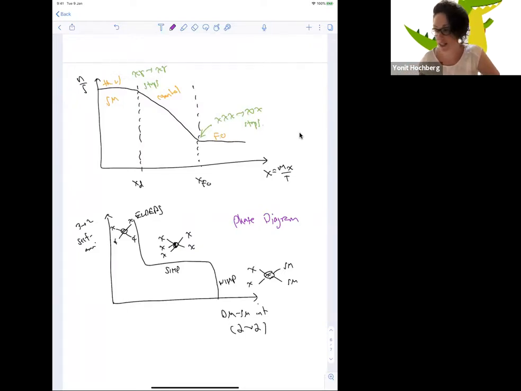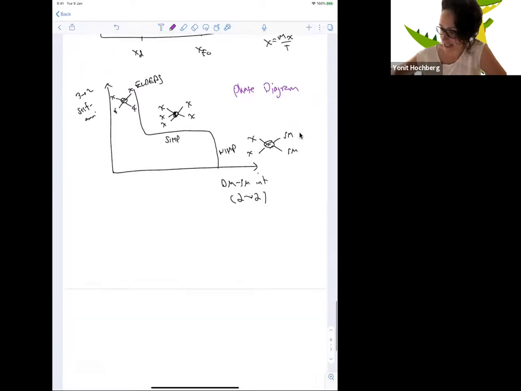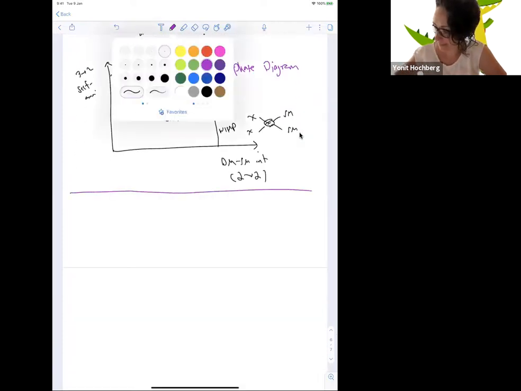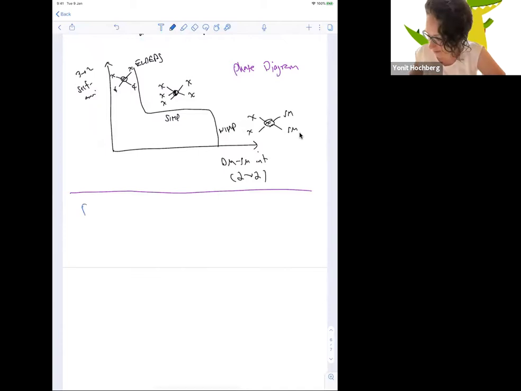before we start talking about some models and talking about dark sectors? Okay. So let's start talking about dark sectors.